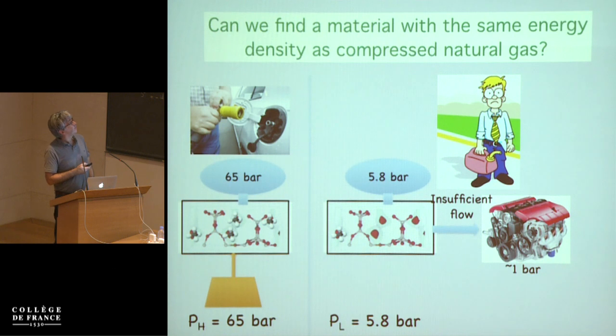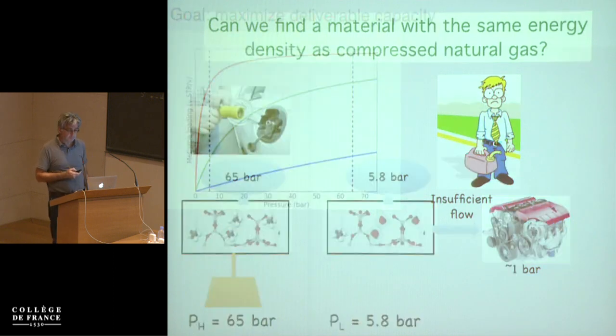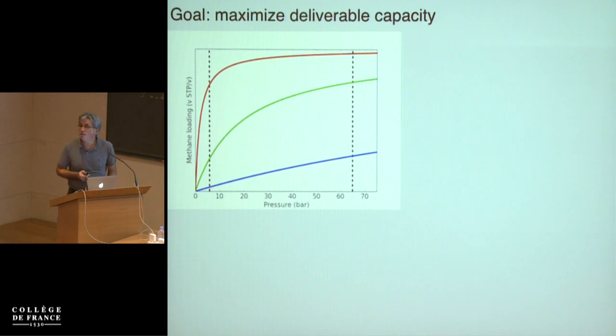Okay, and then the question is, can we find such a material? Well, you can do some theory and make some simple arguments. Here we have again these loading curves: pressure here, methane loading here. This is the high pressure, where you fill your tank. This is the low pressure, where we discharge, when it's empty. The difference between those two is the deliverable capacity, and that needs to be equivalent to compressed natural gas. That's the energy density.